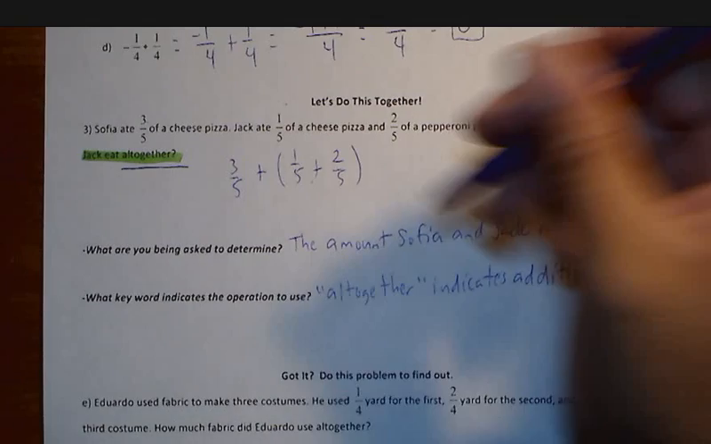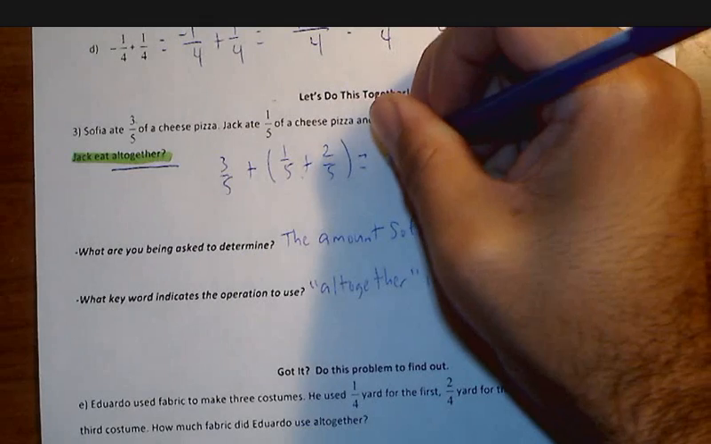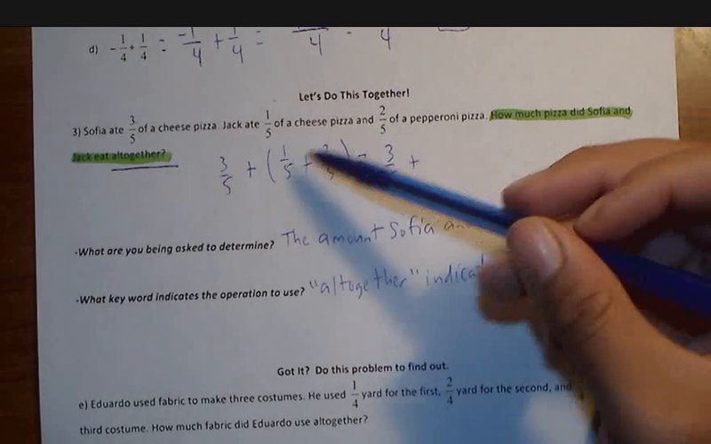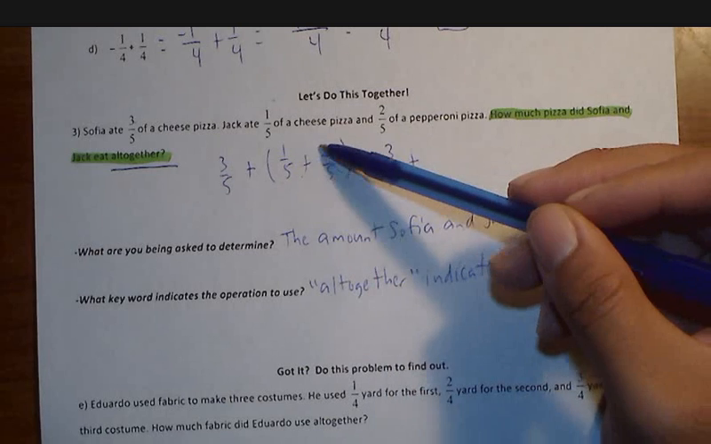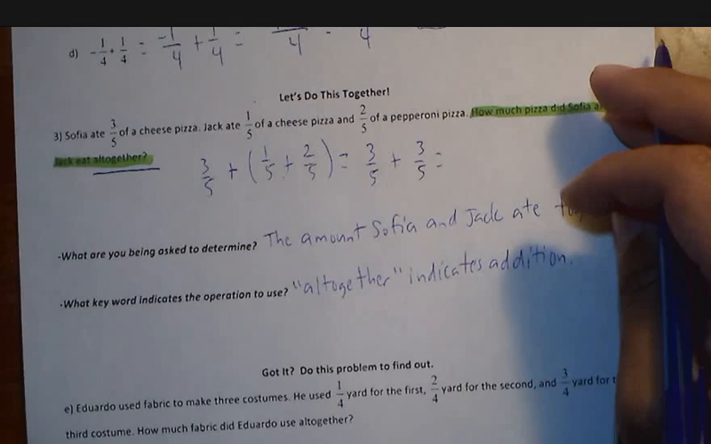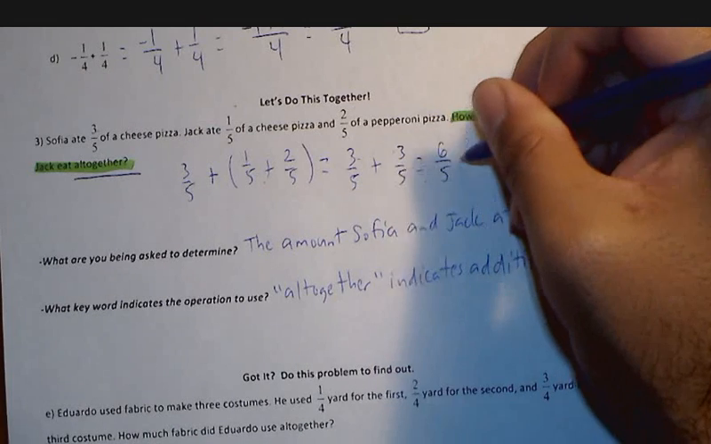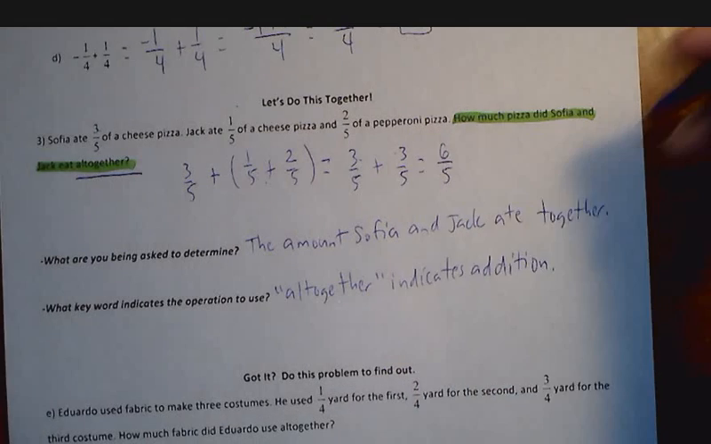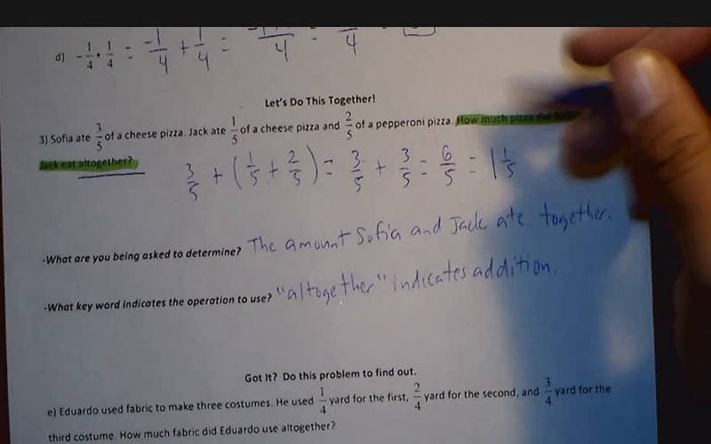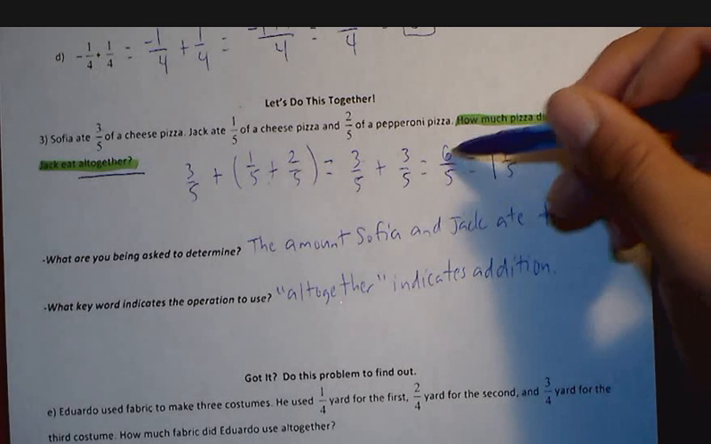So we're going to keep 3/5 the same, 3/5 plus. Now let's add these two numerators together. 1 plus 2 gives me 3/5. 3 plus 3 gives me 6/5. Now if I change this to a mixed number, I get 1 and 1/5. 5 goes into 6 one time. The difference between 6 and 5 would be 1/5. But that's not my final answer.